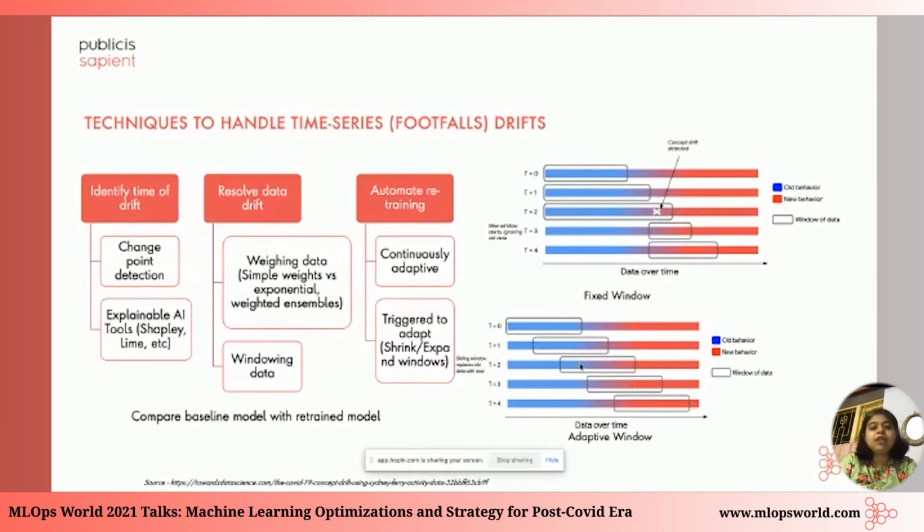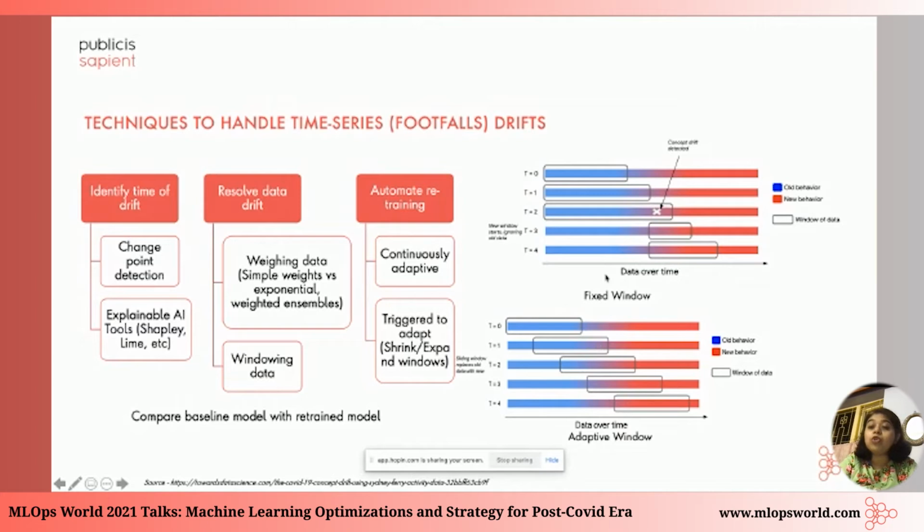So other than identification, we can resolve the data drift. We can use a weighing data mechanism, whether simple weighing or exponential. We can also use weighted ensembles, like we can attach more weight to more recent data, like the last 1 hour of data, last 1 week of data, compared to the older ones. We can also window the data. You can see here, it's a constant window versus an adaptive window.